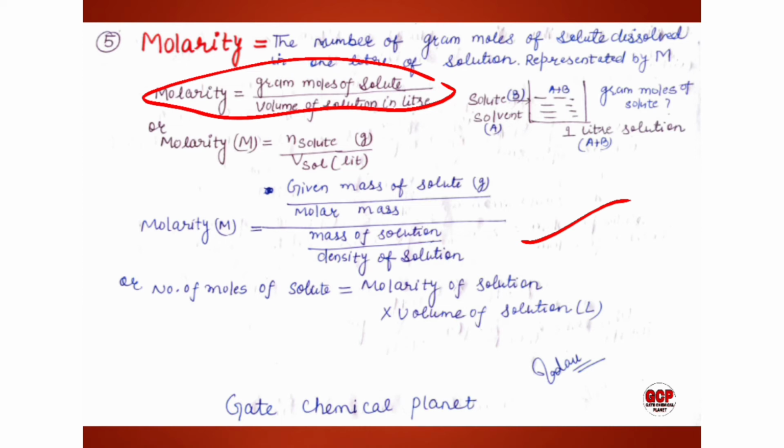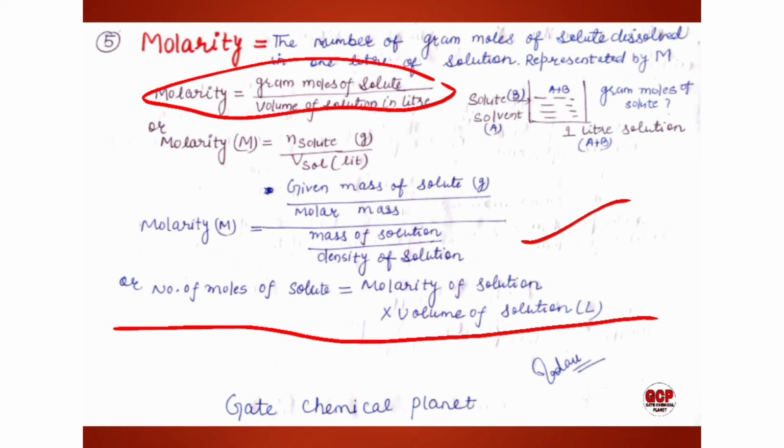So what is the formula for density? Density equals the mass per unit volume. So we can write volume equals the mass of solution divided by the density of solution. Or number of moles of solute equals the molarity of solution times the volume of solution. So learn all these formulas, because in calculations sometimes you require them. So it is very simple to understand molarity.